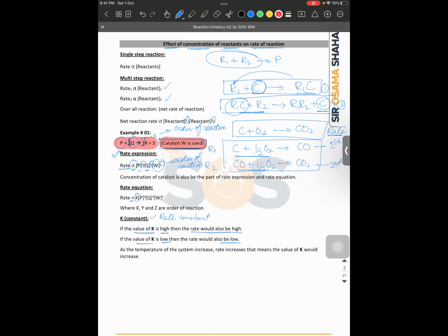And you need to keep remember this: when you increase the temperature, the energy of the particles is going to be increased and the rate of reaction is going to be increased, right? And definitely the value of K will be increased when you increase the temperature. Is that right, bacho? Yes sir.